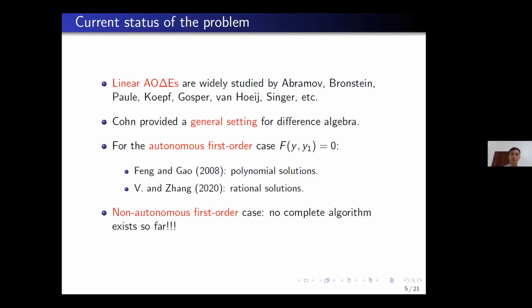For the autonomous first order case, that means an AOΔE of the form f(y, y1) = 0, of first order, arbitrary degree in y1 and no x.